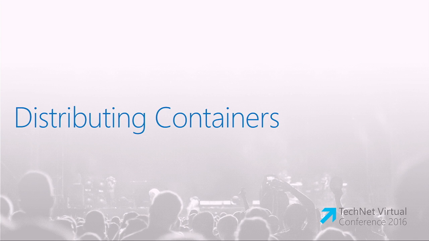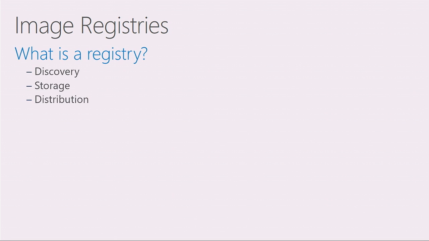So now let's talk a little bit about how I would go about distributing a container, right? Okay, so I've figured out how to build it and I can run it, but how do I actually move these things around? How do I distribute them? Well, the answer is an image registry. Sometimes you'll hear people call these repositories. A repository or registry, it doesn't really matter, but I'm using the term registry here. So what is a registry? It's really a way to discover, store, and distribute container images.